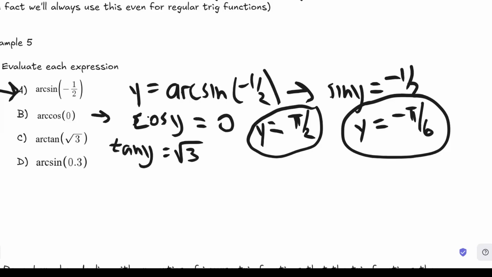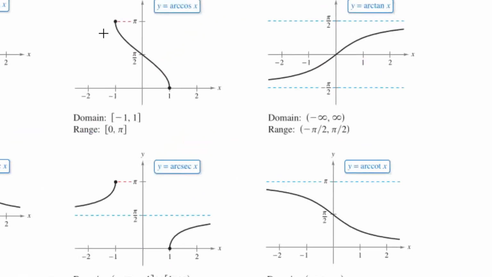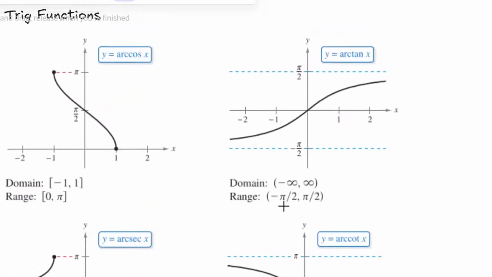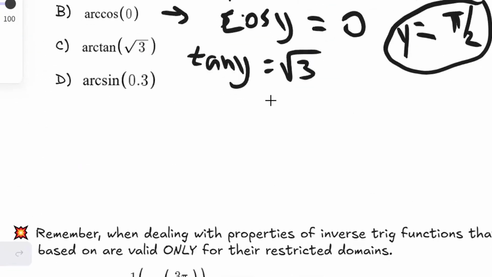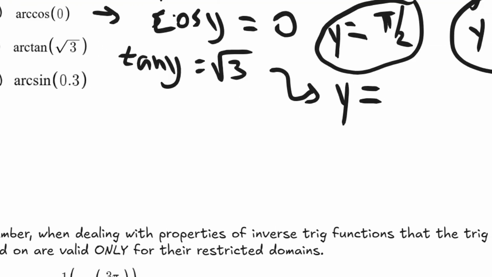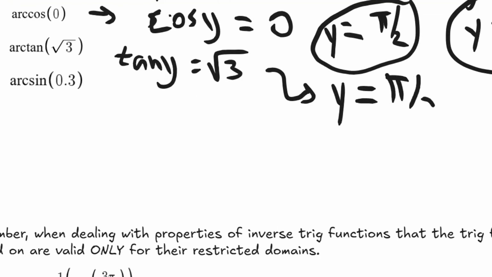Now, on the restricted interval for arctangent, the range is -pi/2 to pi/2, which was the y values. So we want the corresponding y value, which would be pi/3, because tangent of pi/3 is root 3.